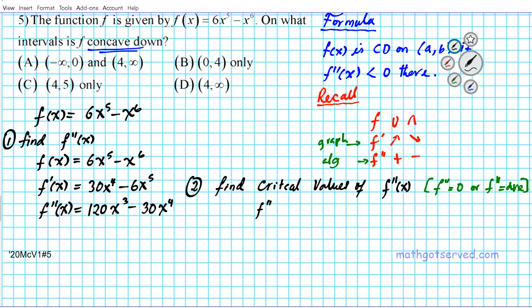So let's do the first one. Let's find where f double prime of x is equal to 0. So we have 120x to the third minus 30x to the fourth. Solve this algebraically for x. Set equal to 0, solve for x. What can we factor out? We can factor out the GCF, 30x to the third, which leaves us with 4 minus x equals 0. Using the zero product property, we set both factors to 0 and solve.